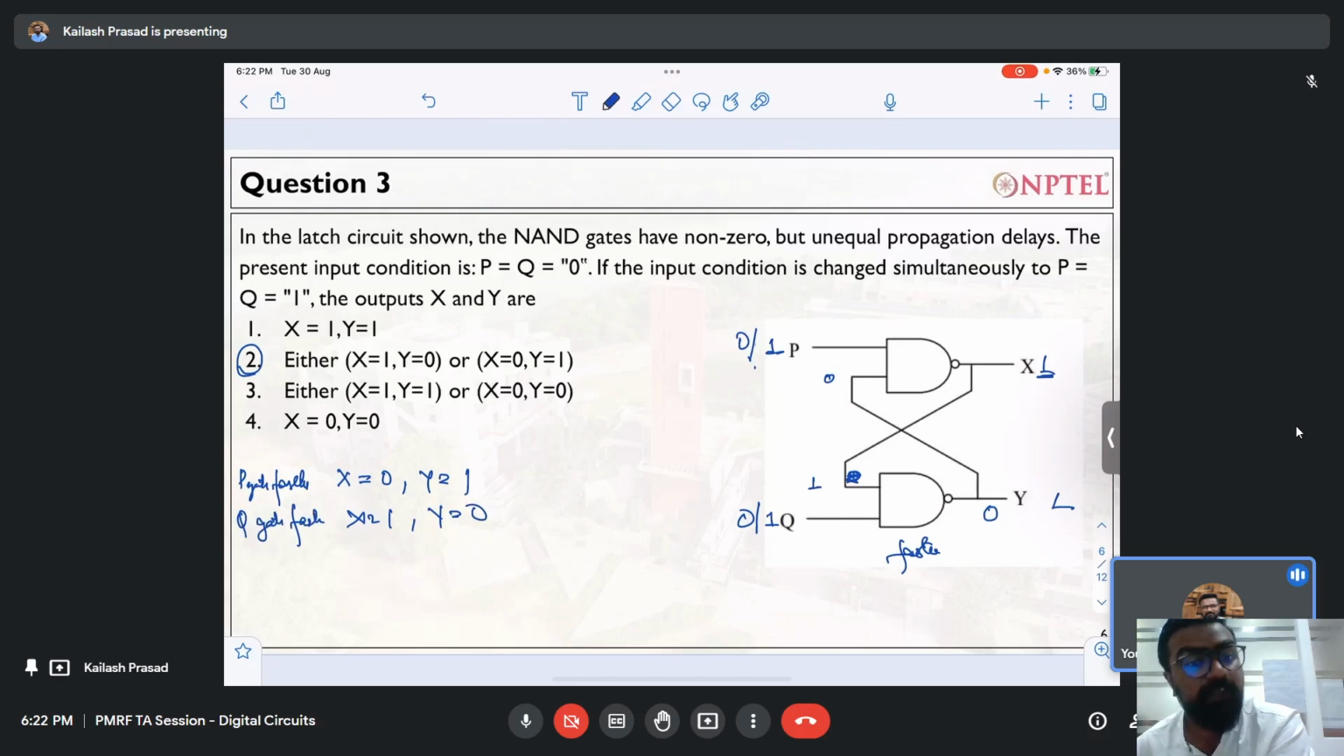Depending upon which of the gates is faster, X and Y is either 0 and 1, or 1 and 0. So that is the reason why the second option is actually correct over here. Okay, so any doubts in question number 3? Any doubts?